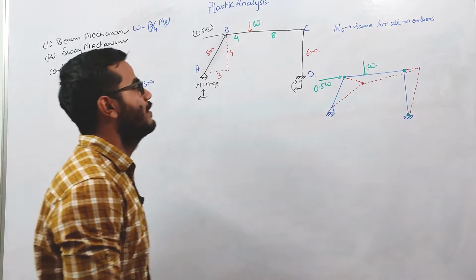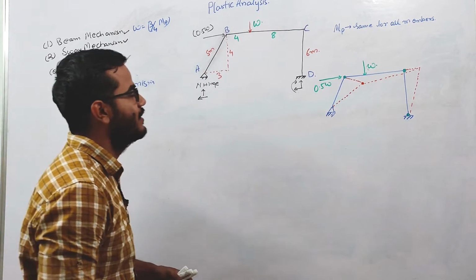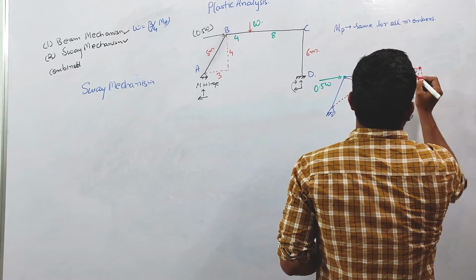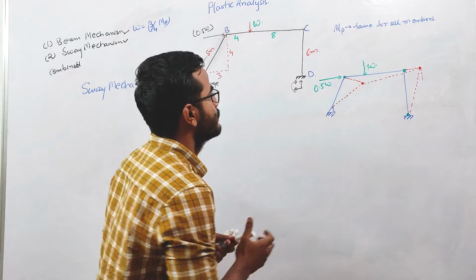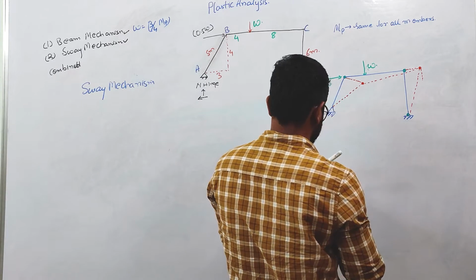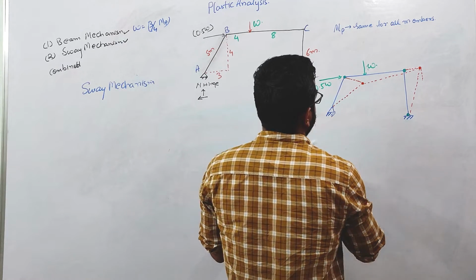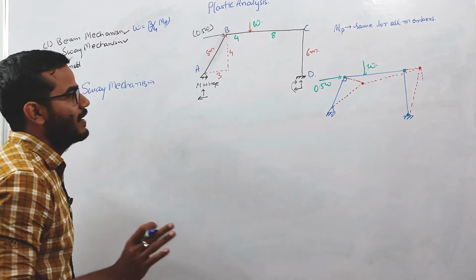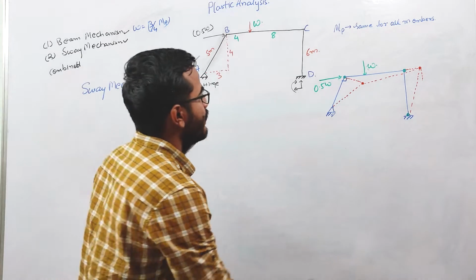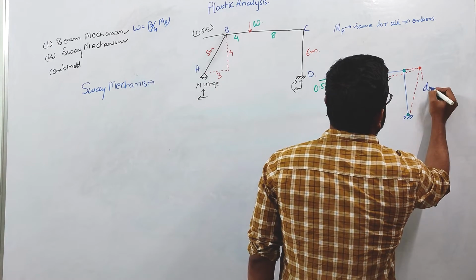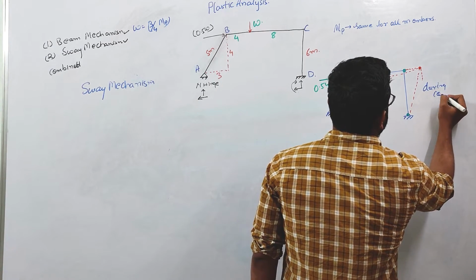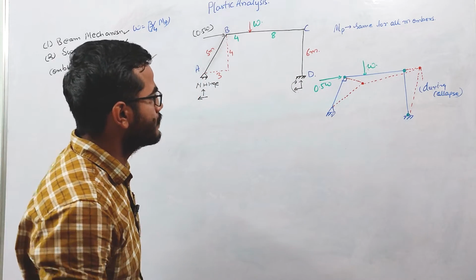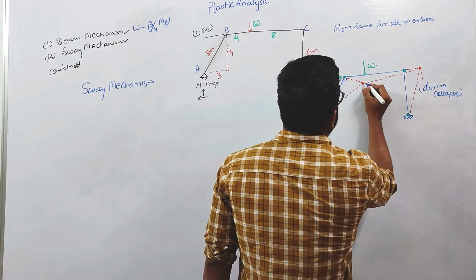So this is basically the plastic deformation during collapse. This angle will be 90 degrees, right? So this is the case of sway. This is our sway displacement during collapse. Now the important thing.